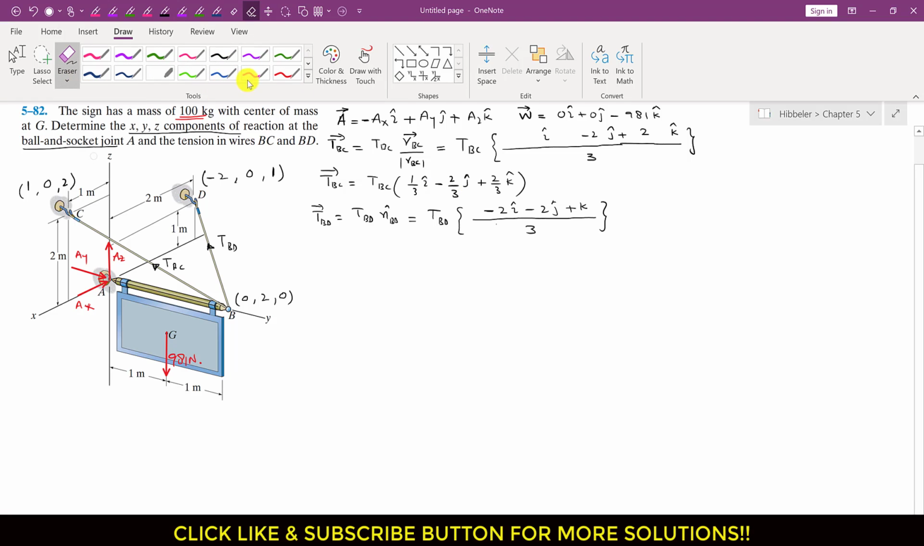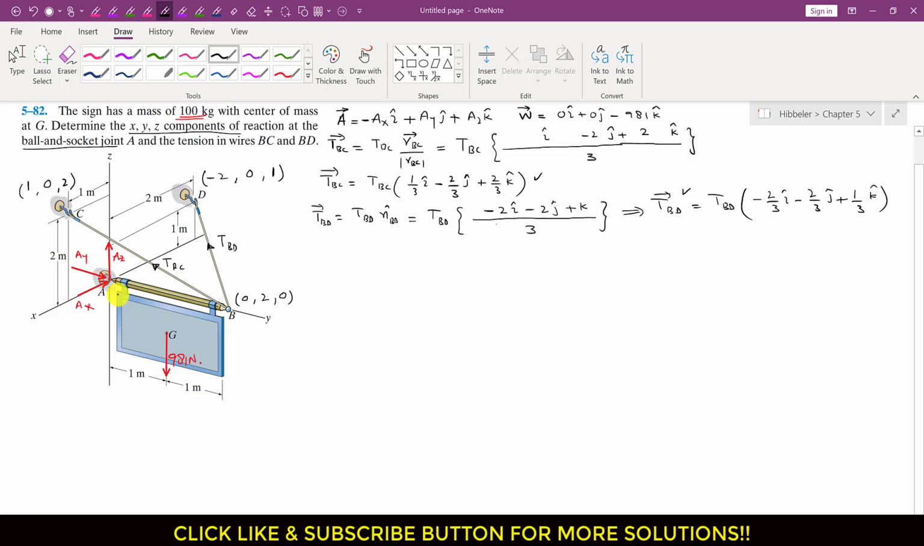So we can write this in simplified form. Let me write that the TBD vector, Cartesian vector, is equal to the TBD magnitude times minus 2 divided by 3 i, minus 2 divided by 3 j, and plus 1 divided by 3 k. Right, so this is the TBC vector, this is the TBD vector, this is the A vector, and this is the W vector, right?